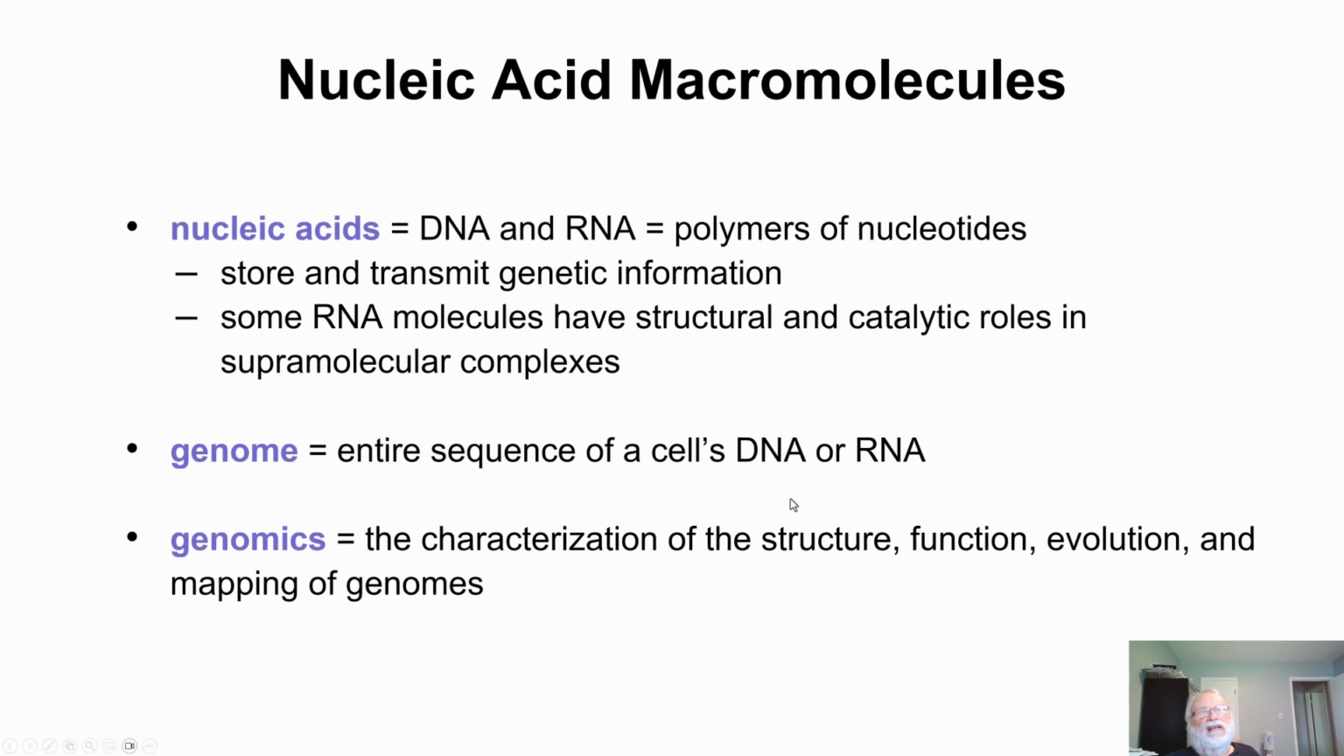Nucleic acids, another large macromolecule, are DNA and RNA polymers. They're made with nucleotides connected together in a particular way. Some RNA molecules have structural and some even have catalytic roles in supramolecular structures like ribosomes and things like that. The entire sequence of a cell's DNA and RNA is called the genome, and the study of genomes is called genomics.